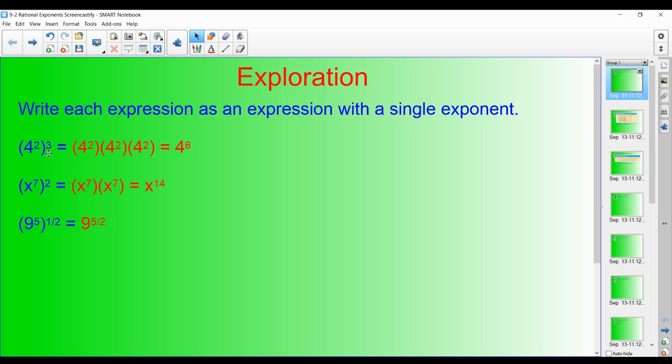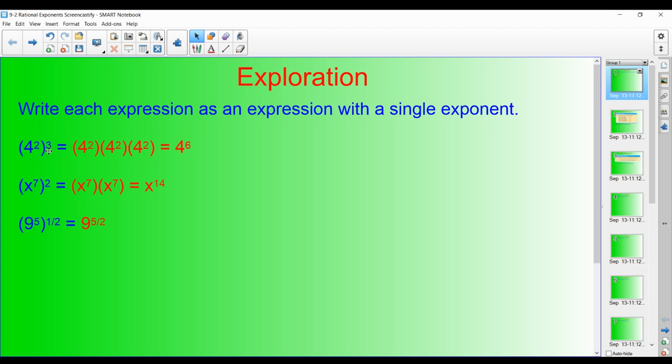So 4 squared to the third. We've got two exponents going on. So the first step I'm going to do is break it down into 4 squared times 4 squared times 4 squared. Because cubed is a number times itself times itself. And if I expanded this even further, I'd get 6 fours. So I have 4 to the 6th power.